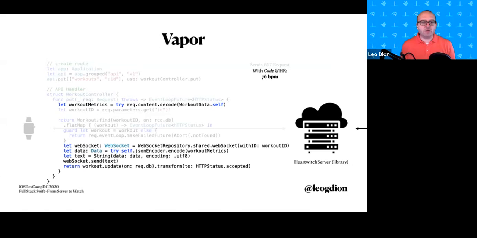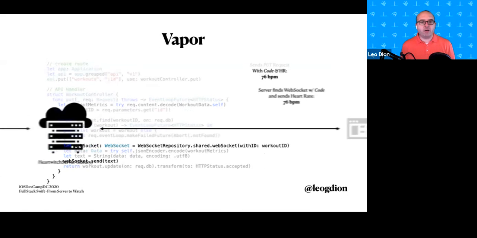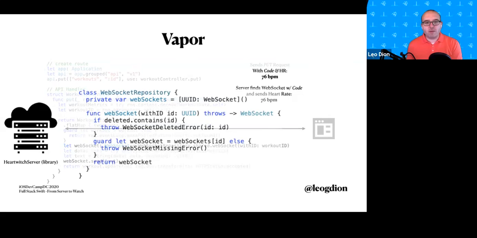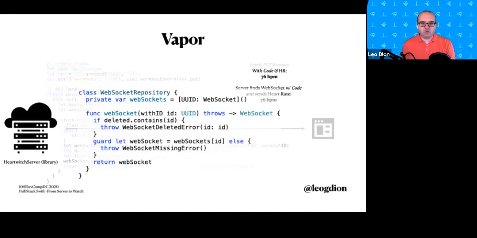So let's talk about this component here. Let's talk about how it gets the WebSocket and sends that data with this WebSocket repository. This is basically what the WebSocket repository looks like. It's pretty simple. It's just a dictionary with a UUID and a WebSocket. WebSocket is given to us by the folks at Vapor. As long as you import that, you have access to that class. We go ahead and just look for that WebSocket, check if it's been deleted or if it's missing, and then we return the WebSocket once it's found.